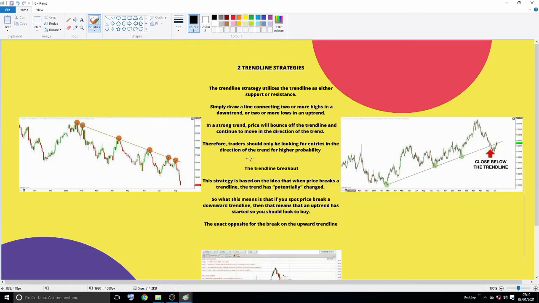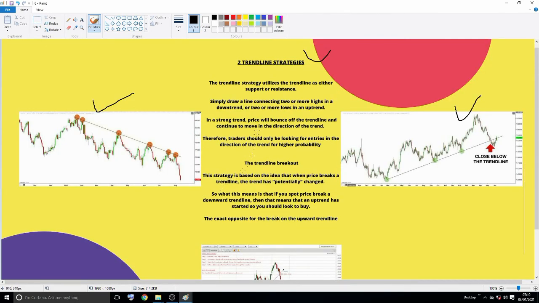Now here are two trend line strategies. We have a trend line trading strategy and a trend line breakout strategy. The trend line strategy utilizes the trend line as either support or resistance. A downward trend line is a resistance, and an upward trend line is a support. Simply draw a line connecting two or more highs in a downtrend or two or more lows in an uptrend. Two highs in a downtrend, two lows in an uptrend.